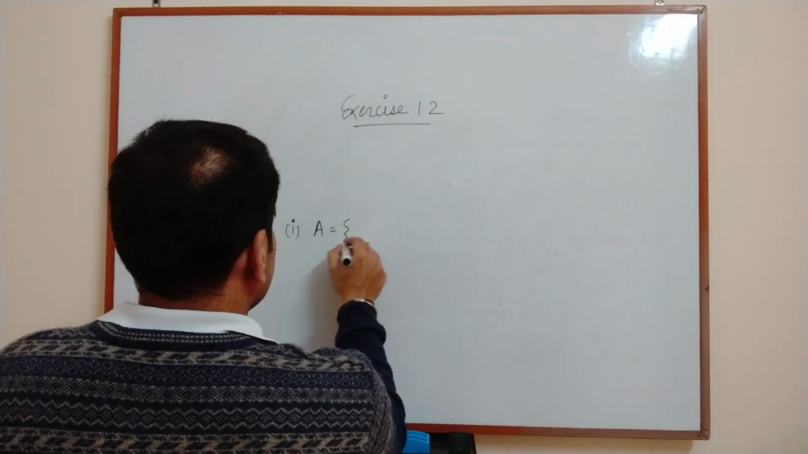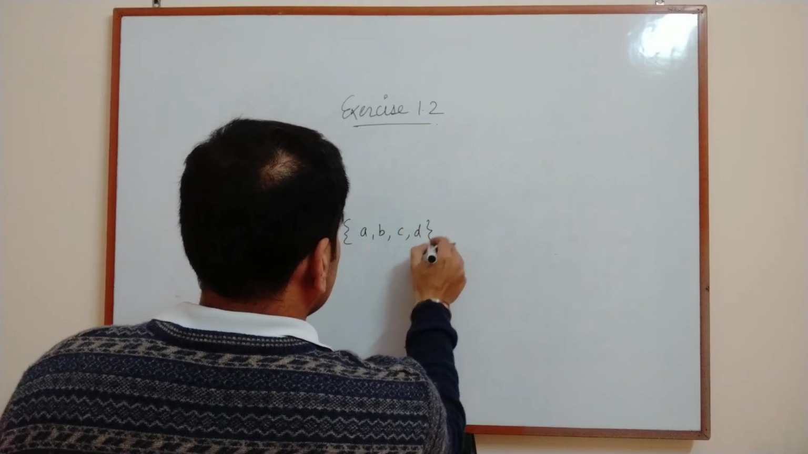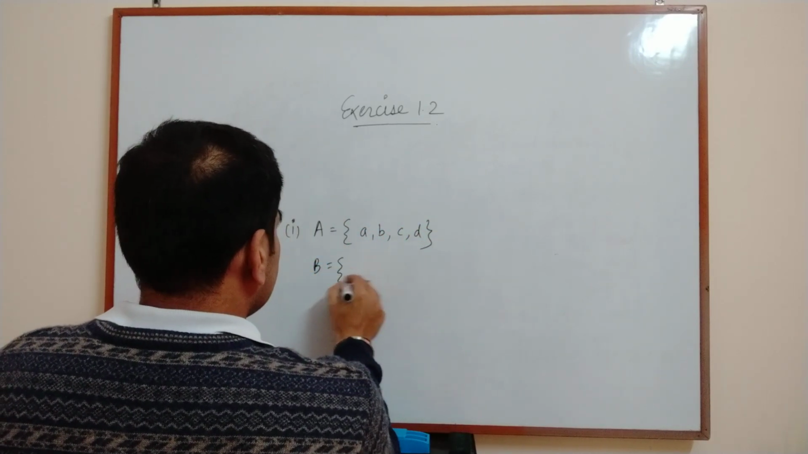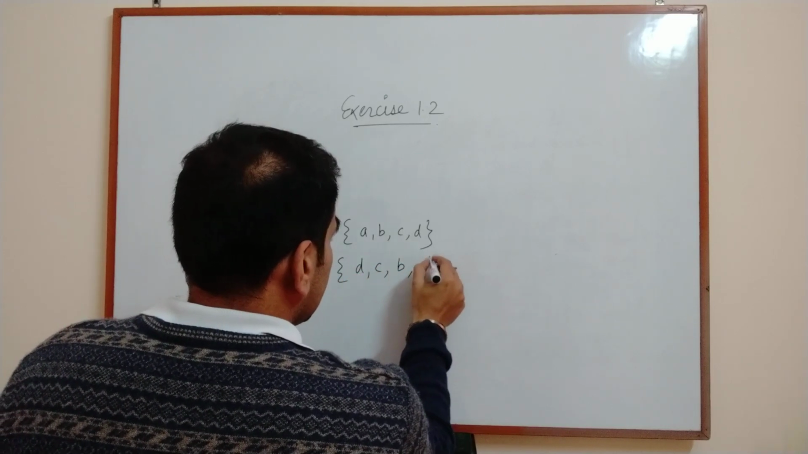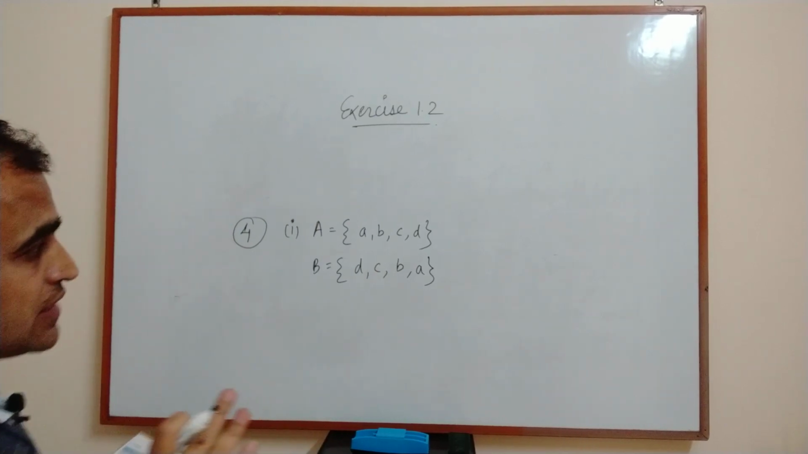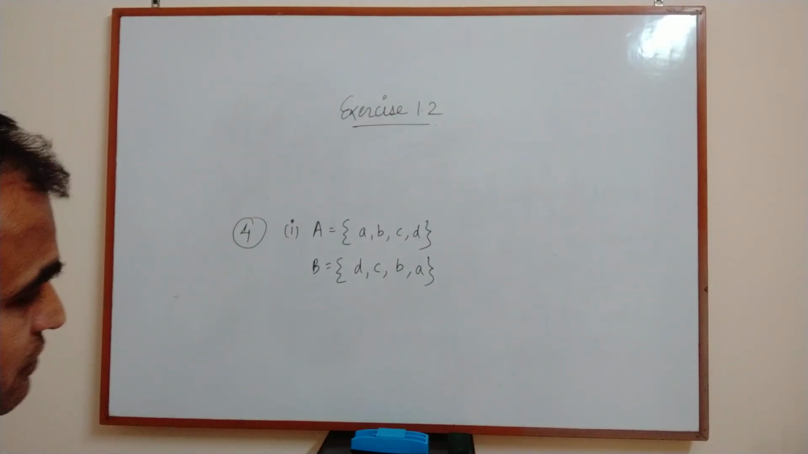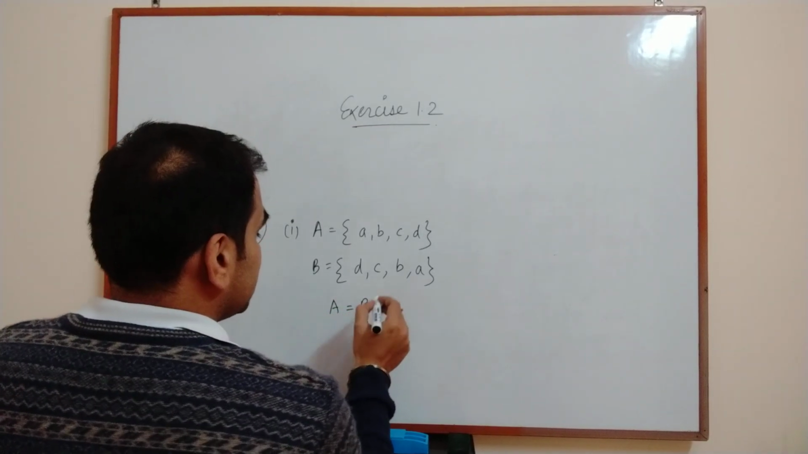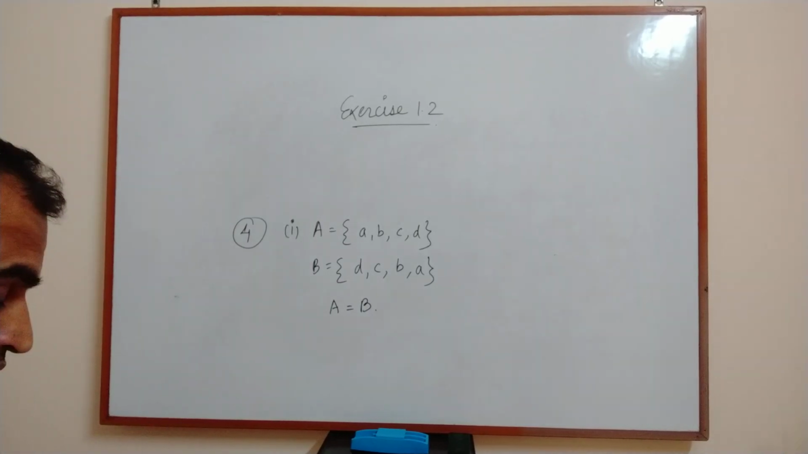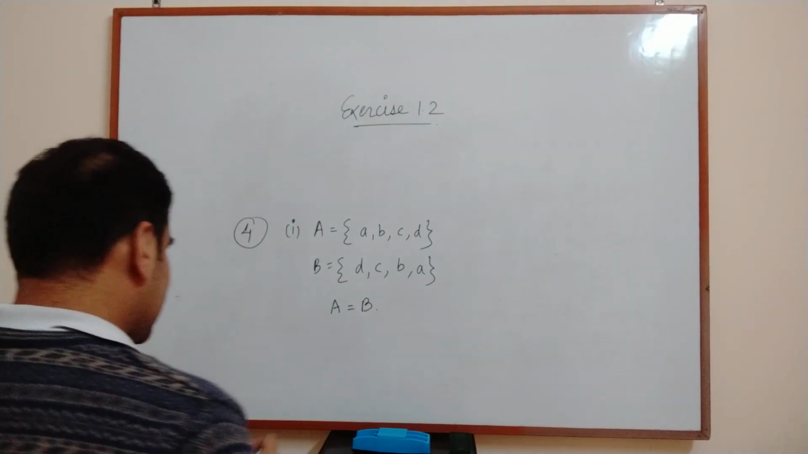we have set A equals {A, B, C, D}, and set B equals {D, C, B, A}. We can see there are exactly the same elements, but their order is different, and order may vary. So here set A is equal to set B.